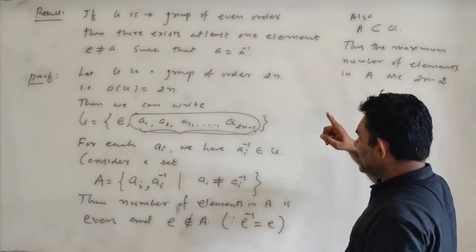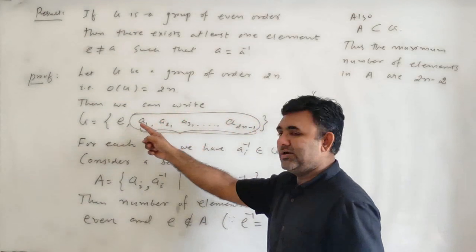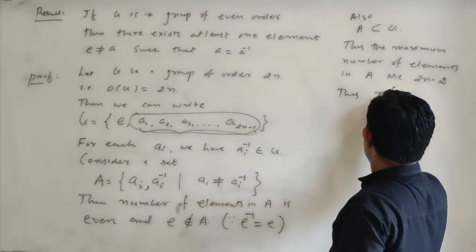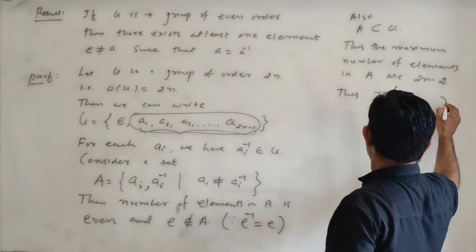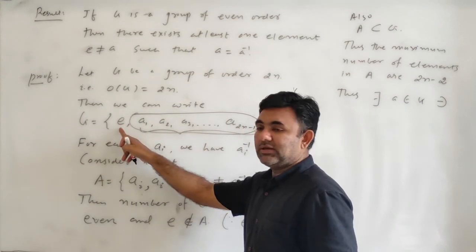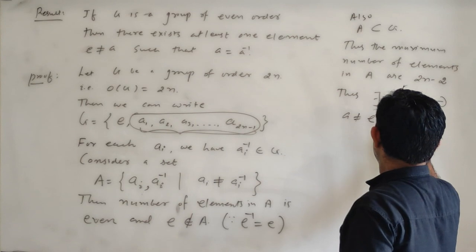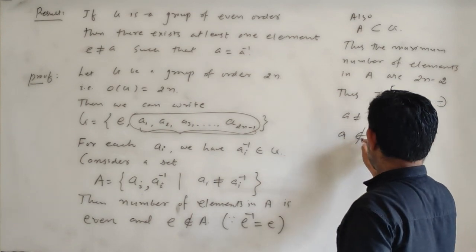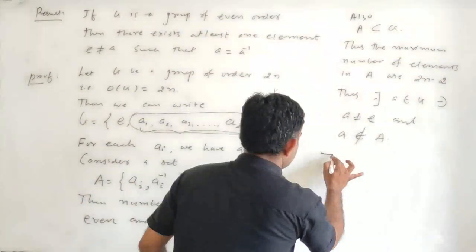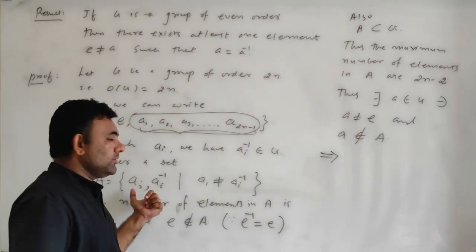So it means what? There is one element you will find from among these elements which is not here. So thus there exists a belongs to G, which will be other than identity, such that a is not equal to e and this a is not in A. So a is not in A. It means what? Why is a not here?